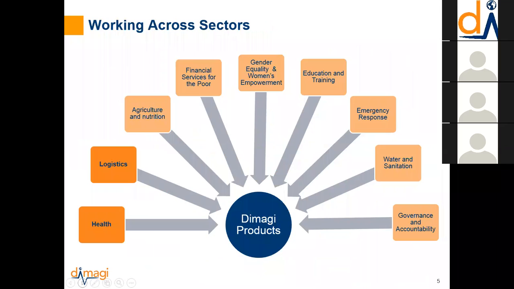We also work across many different sectors. So we're pretty well known or scaling in the health sector and the logistics sector. And then we're also maturing or demonstrating in agriculture and nutrition, financial services for the poor, gender equality and women's empowerment, education and training, emergency response, water and sanitation, and governance and accountability. So if you think about different programs or projects happening around the world, Dimagi is not just involved in health and logistics, but across many different sectors throughout the world.